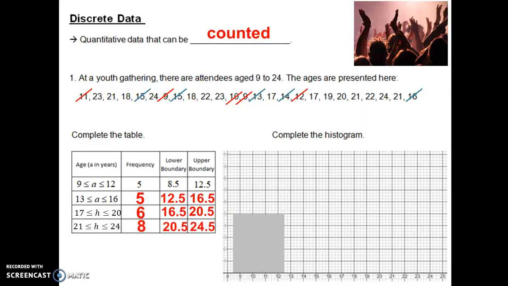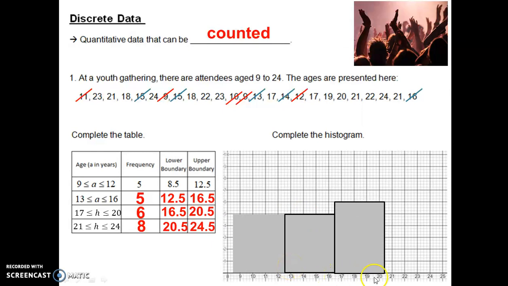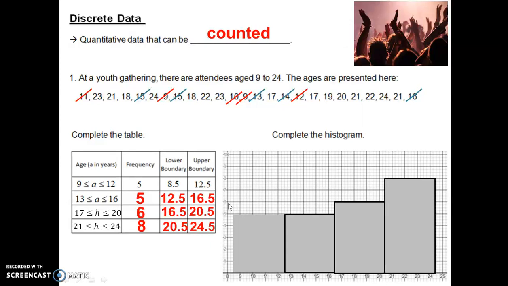And the last one should be 8, and then 20.5 and 24.5. If you draw those bars between 12.5 and 16.5, between the ages of 13 and 16 is 5, and that's drawn between 12.5 here and 16.5, be very accurate there, and we have 5. Next one is between these values, 16.5 and 20.5, and that was a bar with a frequency of 6, so it goes up to 6 here, right here. Next one is 8.